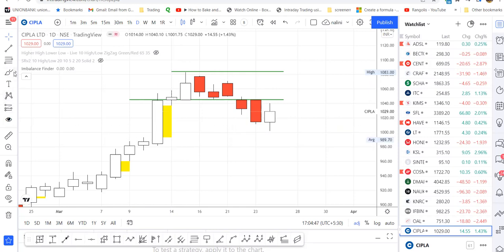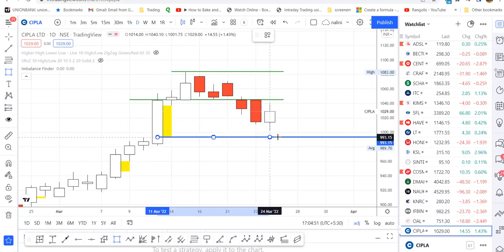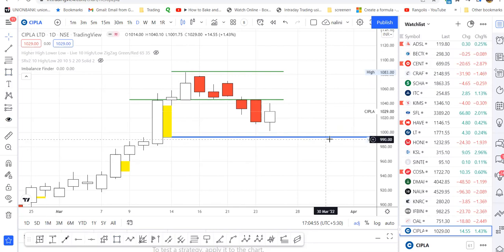I marked the imbalance area. This is the imbalance area level, 992. So I was waiting. See, it was correcting, slowly it was correcting. So today, I knew it was approaching this level since yesterday.